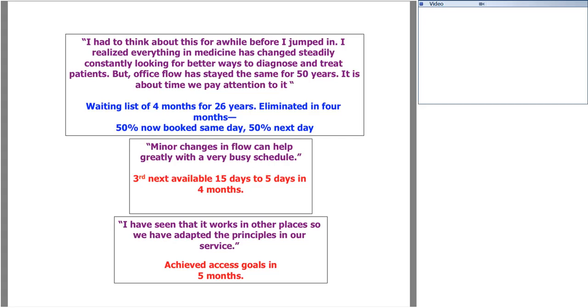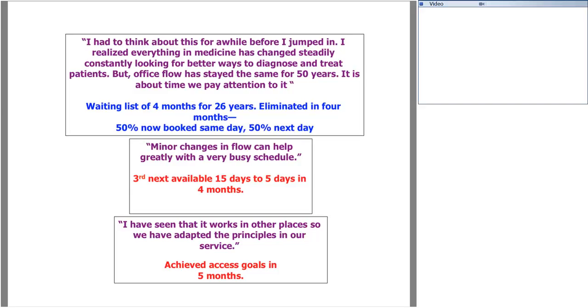Here are some comments that have been made by a variety of physicians who have embarked on this journey. The first one was a fellow who, oh gosh, I didn't put his name here. His comment, nevertheless, was, I had to think about this for a while before I jumped in. And what he's referring to is his move to advanced access. I realized that everything in medicine's changed steadily. We're constantly looking for better ways to diagnose and treat patients, but office flow stayed the same for 50 years. It's about time we pay attention to it.